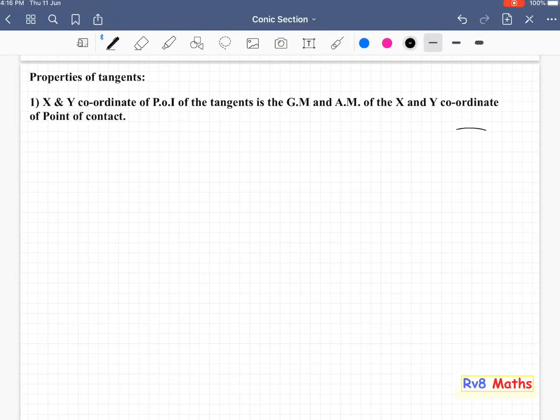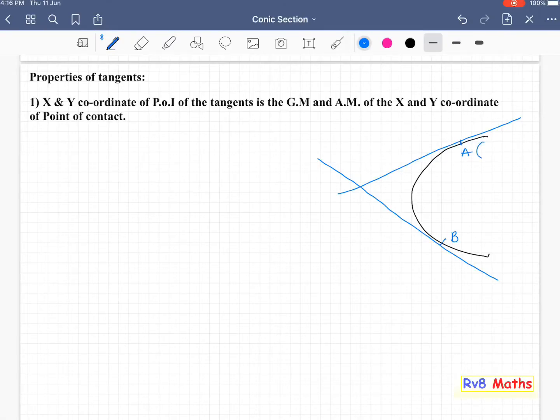Okay, so let's consider a parabola. Let this be a parabola. Let this be one of the tangents, and let this be another tangent. This is point A and this is point B. Let this point be at1 square comma 2at1.